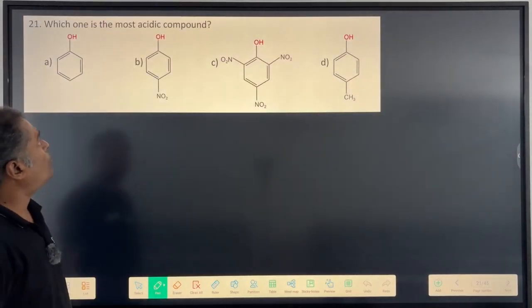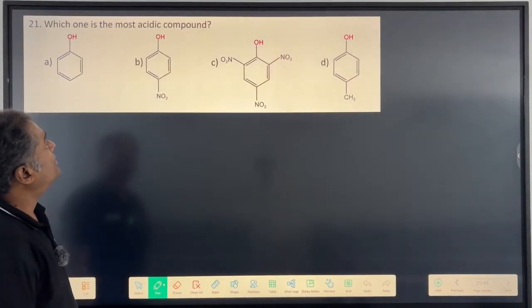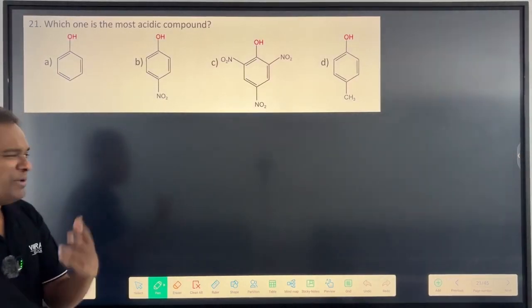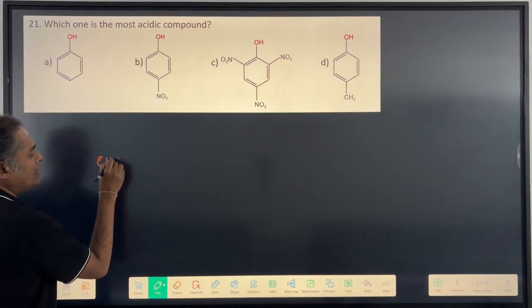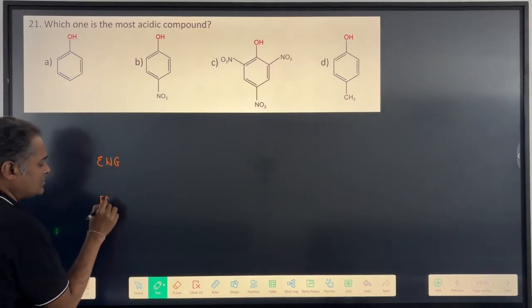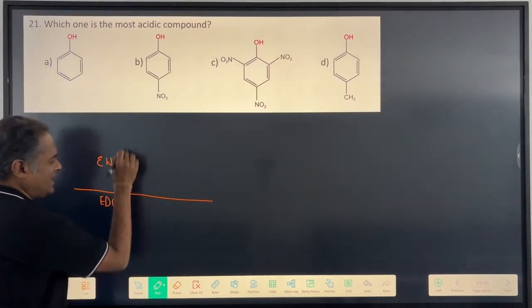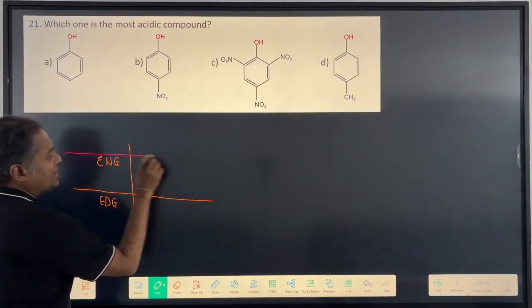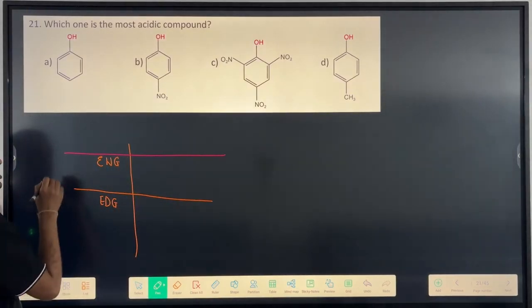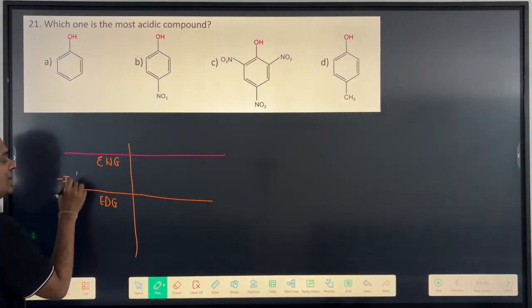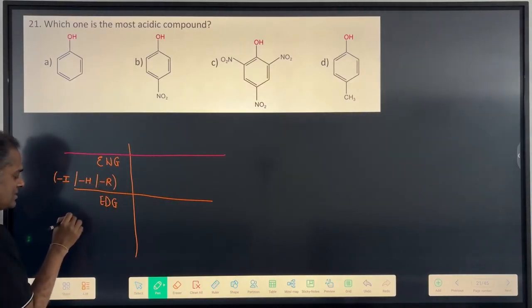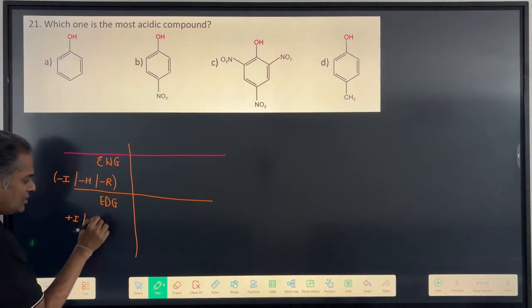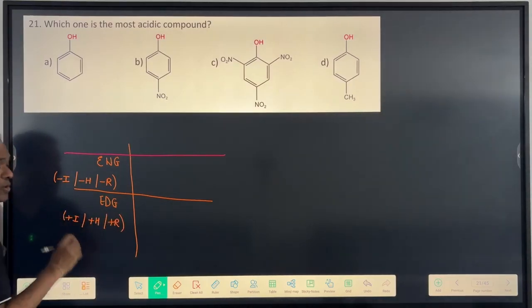What we have now, child, over here, which one is the most acidic in nature? Now I think there are two types of groups present. I have already told you a long time back. One is called electron withdrawing group and the other one is known as electron donating group. So all negative showing effects, minus I, minus H, minus R, they are all withdrawing effects. Plus I, plus H and plus R showing effects are donating effects.